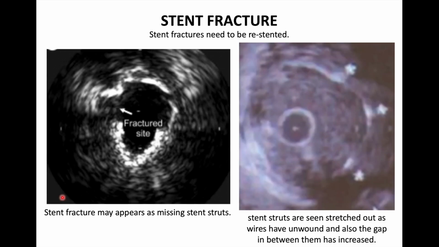What's a stent fracture? The stent fracture can appear as missing stent struts, like you see here, there's a missing stent strut here, that could be fracture, or they can appear as stretched out stent struts, that's wires have unwound, and the gap in between them has increased. Look at this gap that is increasing, look at this gap here, and look at the size of the stent strut, how stretched it is. So this is again a fractured stent, and remember that these stent fractures need to be restented.